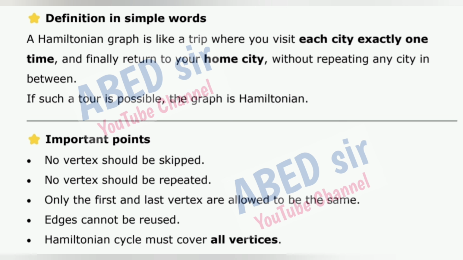Definition in simple words: a Hamiltonian graph is like a trip where you visit each city exactly one time and finally return to your home city without repeating any city in between. If such a tour is possible, the graph is Hamiltonian. Important points: no vertex should be skipped. No vertex should be repeated. Only the first and last vertex are allowed to be the same. Edges cannot be reused. Hamiltonian cycle must cover all vertices.